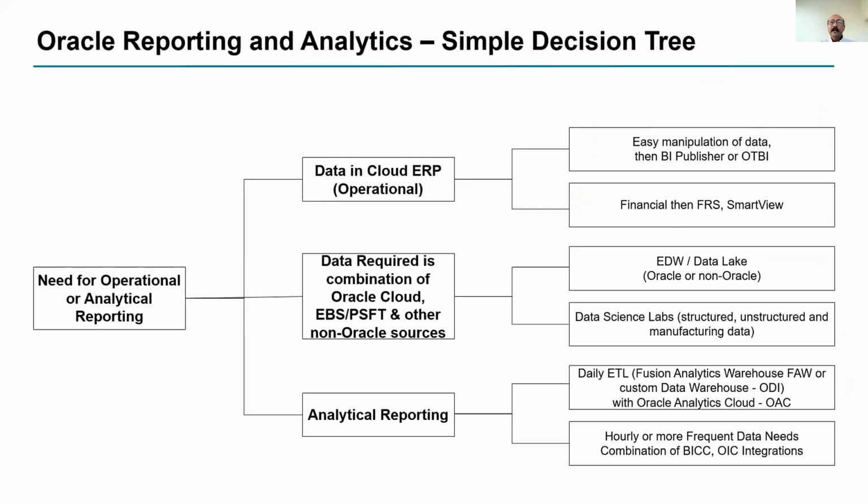So now let's start looking at the decision tree of various kinds of reporting that we have to keep in mind. Let's say we have a need for reporting. It could be operational or analytical. Let's take the top branch, which is mainly about operational reporting, and your data lies in the Oracle application. So we're not talking about integrating it with any data that resides outside of the cloud application. Yes, there may be integrations to other applications, as long as the integrations bring the data.